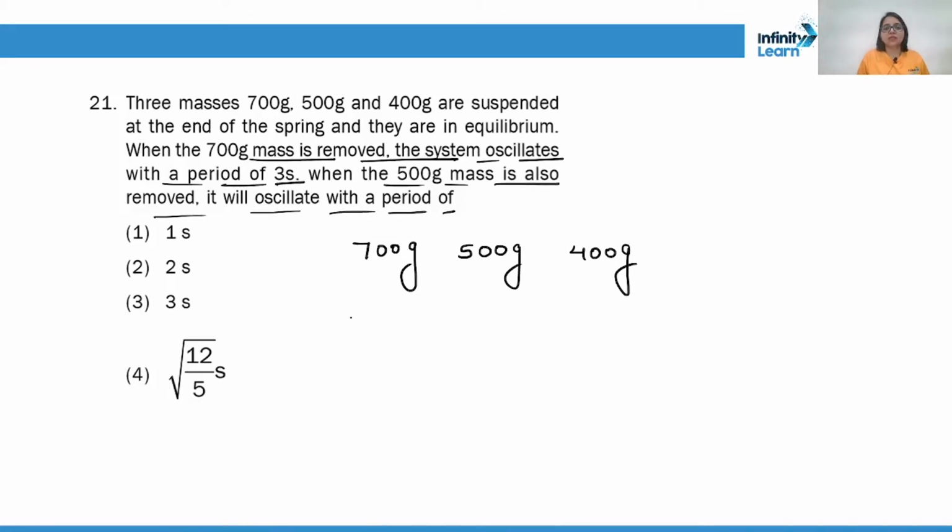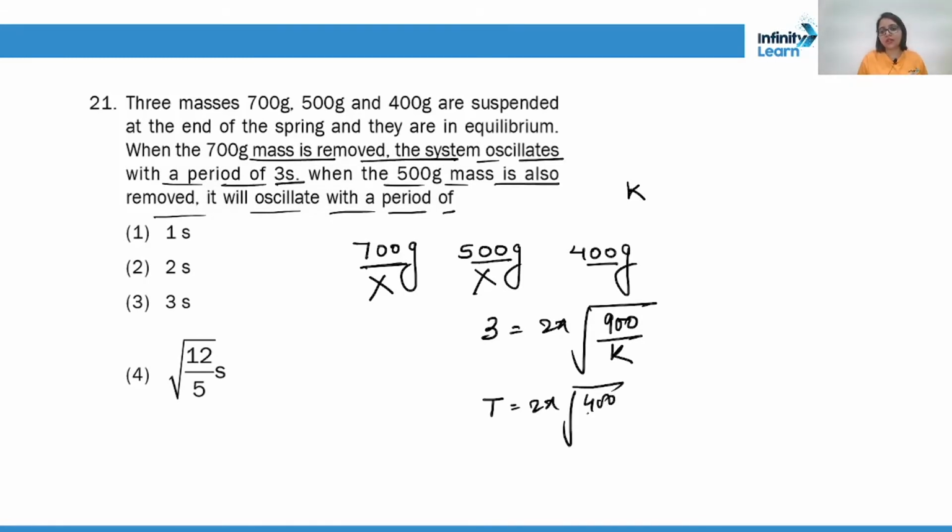Okay. So basically, when you are removing the 700 gram mass, only these two masses are left, which is 500 and 400. So net mass is now 500 plus 400, 900, and let's say the spring constant of the spring is k. So time period in this case is 3 seconds, which equals 2 pi under root m, which is 900 divided by k. In the next case, if you remove 500 also, remaining mass is 400. So time period is t, which equals 2 pi under root 400 divided by k.